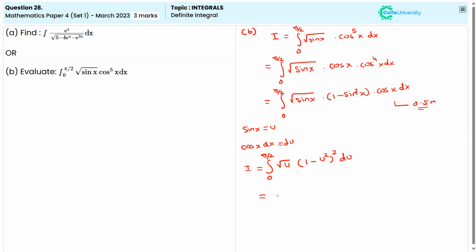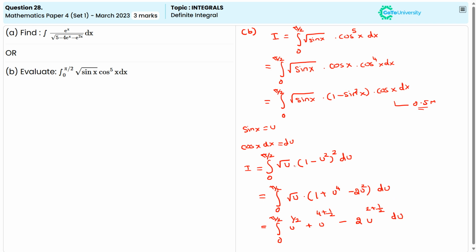Now we simplify this, we get the limits from 0 to pi by 2, square root of u into (1 plus u power 4 minus 2u square), by using the (a minus b) whole square formula, into du. Now we are going to multiply this u inside. So limits from 0 to pi by 2. If we multiply this, we get u power 1 by 2 plus u power 4 plus 1 by 2 minus 2 into u power 2 plus 1 by 2, into du.